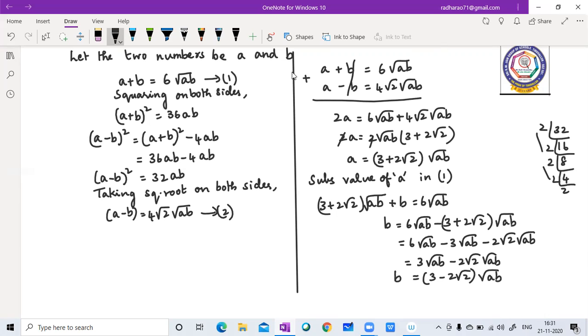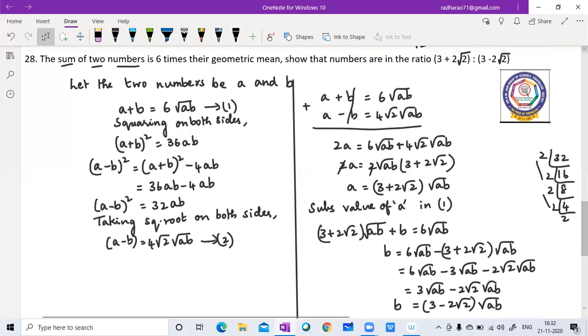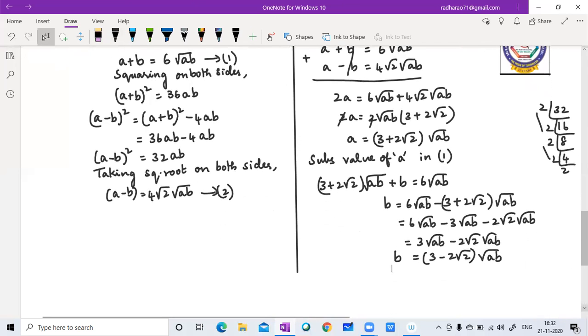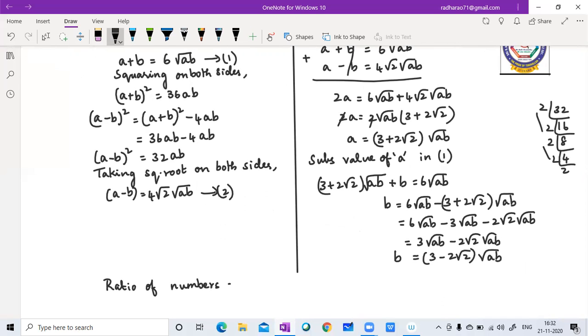So what is the value of a? a is 3 plus 2 root 2 into root ab. b is 3 minus 2 root 2 into root ab. And what are we supposed to prove actually? We are supposed to prove that the numbers are in the ratio 3 plus 2 root 2 is to 3 minus 2 root 2. That is, a and b are in the ratio 3 plus 2 root 2 is to 3 minus 2 root 2. So let us find the ratio of a and b. The ratio of the numbers a is to b is 3 plus 2 root 2 into root ab is to 3 minus 2 root 2 into root ab.